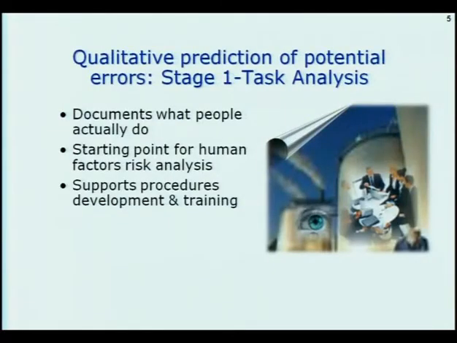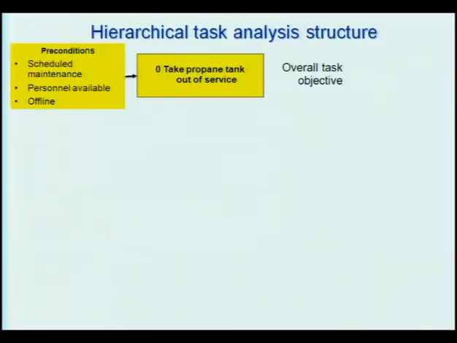So let's look at qualitative prediction of potential errors. That's one of the application areas. Stage one, task analysis. It documents what people actually do. It's the starting point for any sort of analysis, because if we don't know what people really do, we can't risk assess it. And it supports procedures development and training.